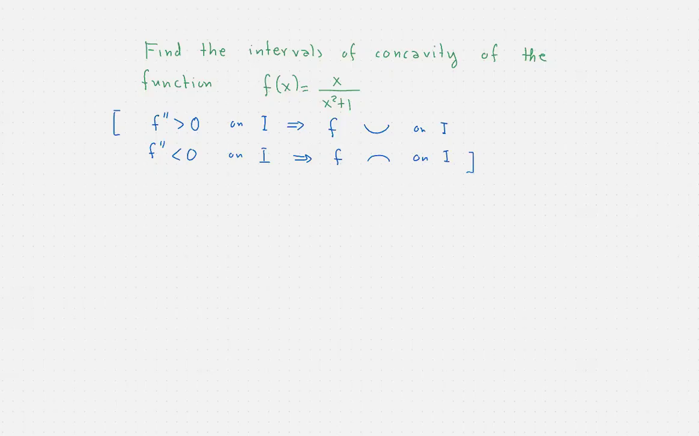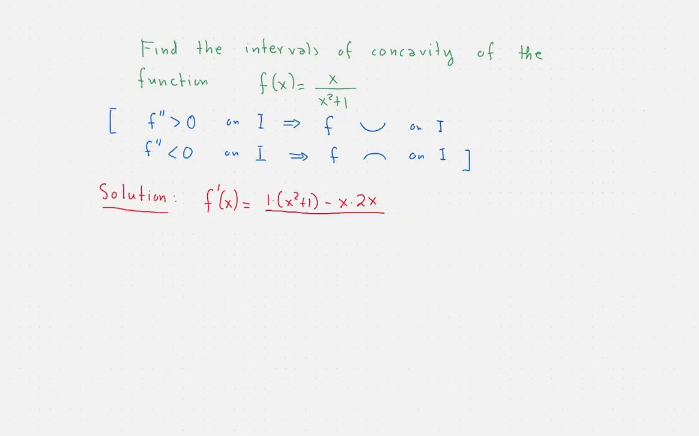Okay, so this is what we're going to use, and therefore we should start by computing the second derivative of f. So we will have the first derivative is equal to 1 times x squared plus 1 minus x times 2x over x squared plus 1 squared. So this will give us 1 minus x squared over x squared plus 1 squared. Okay, let's do the second derivative.